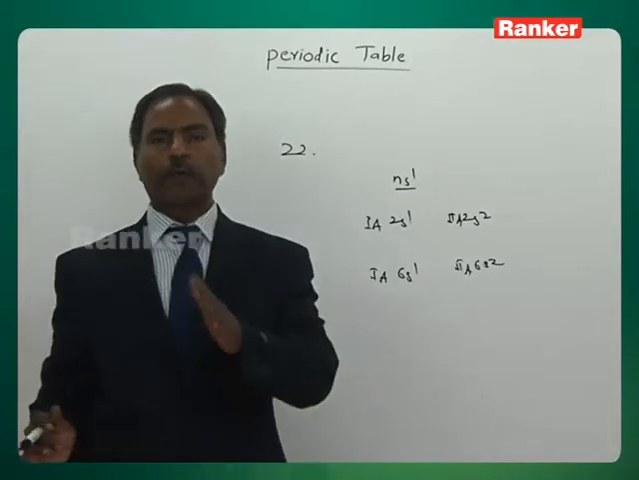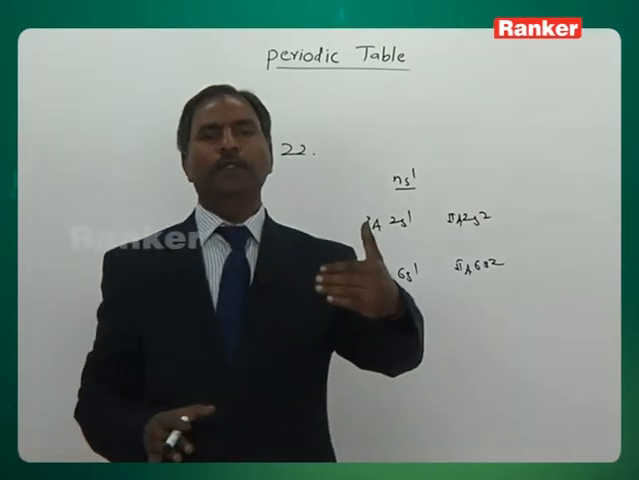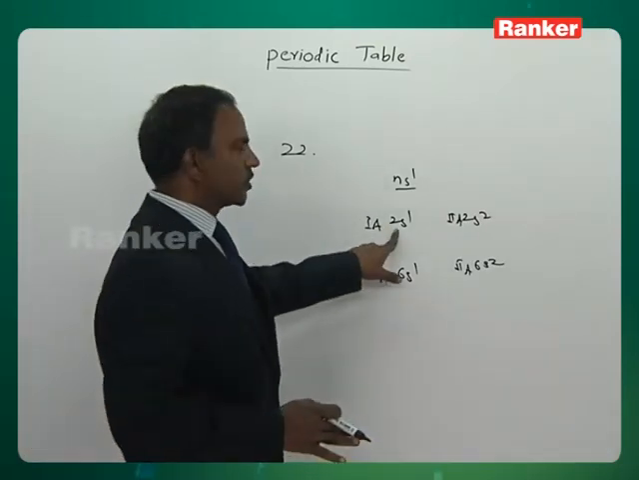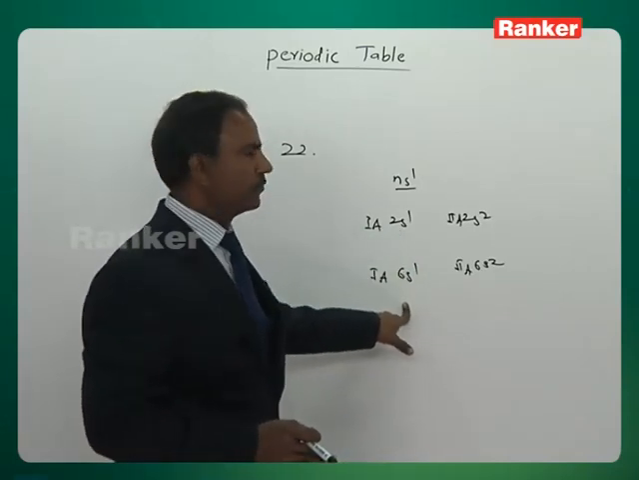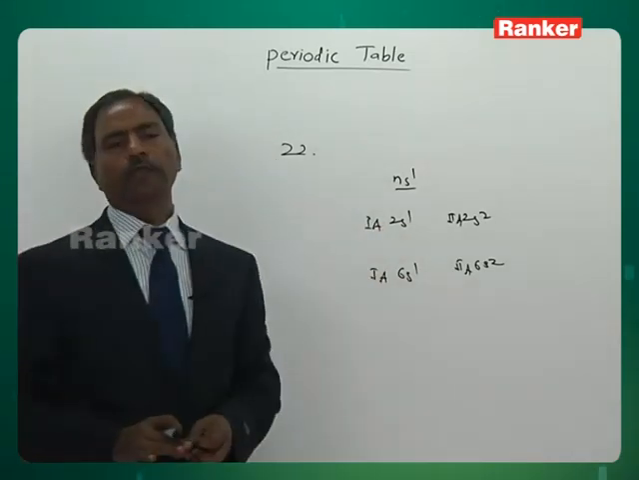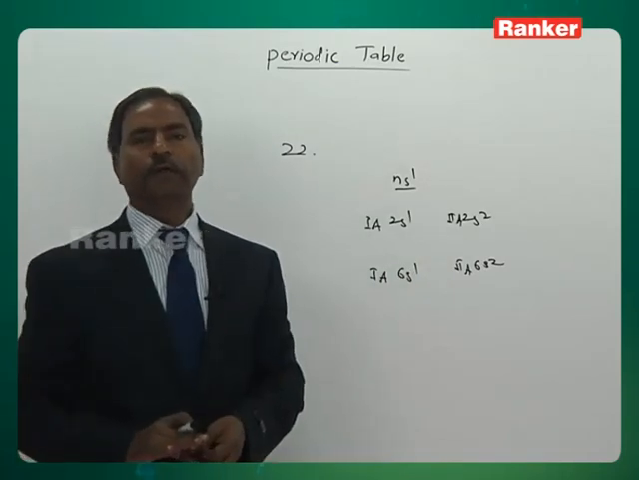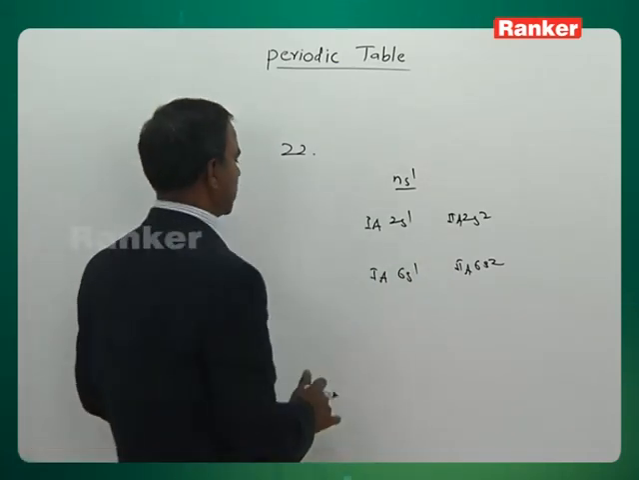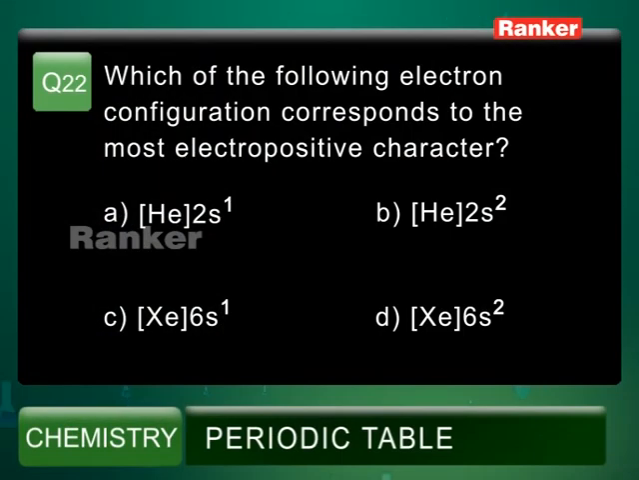Most electropositive elements are actually the first A group of elements, the most electropositive among all the elements in the periodic table. Then between 2s1 and 6s1, 6s1 is very big in size. 2s1 is actually representing lithium. 6s1 is representing cesium. Therefore, cesium is the most electropositive we can consider. Therefore, question number 22, answer is C.